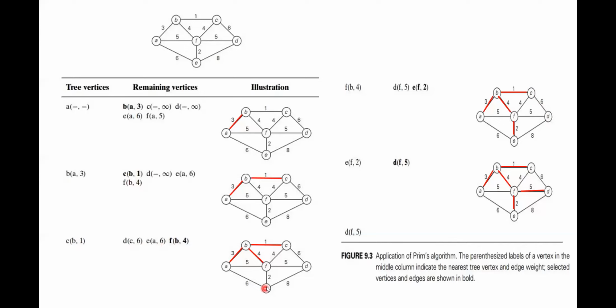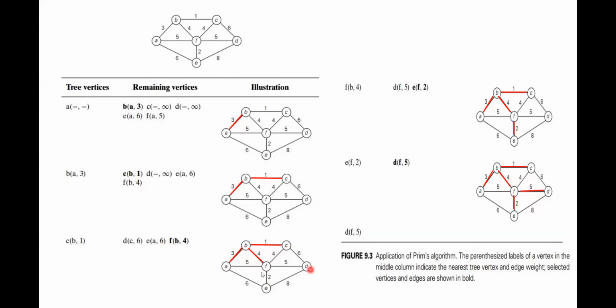From A, I can reach E. Can I reach directly from C to E? No, no direct edge. From B to E, no direct edge. So the only possibility is from A to E. Even though I have three options, A, B, C, I cannot directly reach E from B or C. And hence A to E, which was earlier existing, continues as it is. Next, C to E. Is there any edge from C to E? No, I already told this. C to E, no edge, and hence A to E continues as it is.